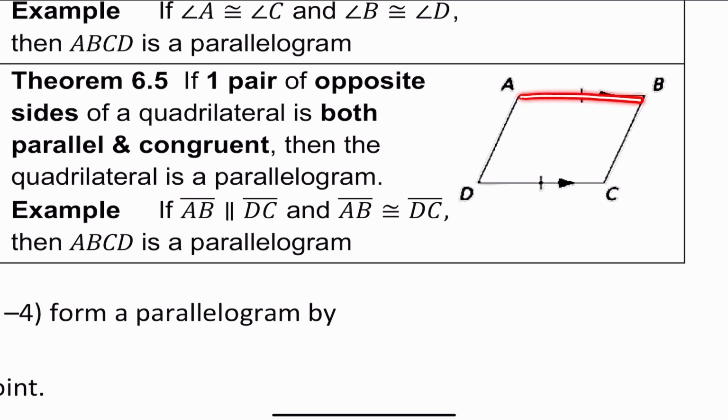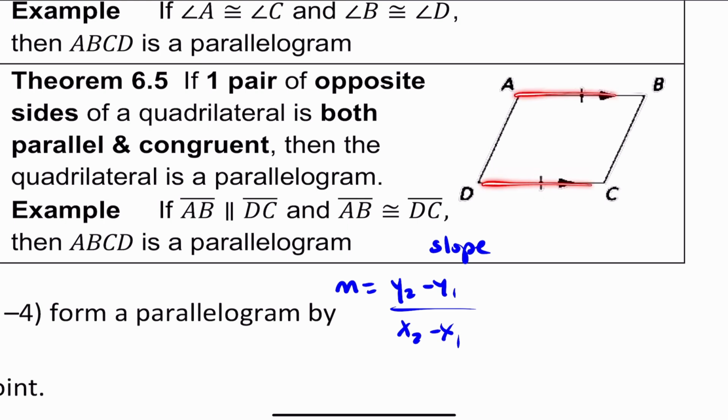And what you're going to have to do if you're dealing with something like that is, first of all, make sure that lines are parallel if they have the same slope. We have to use the slope formula, which is m equals y2 minus y1 over x2 minus x1. That's how I figure out whether or not these two sides are parallel. And we have to figure out whether or not these two segments are congruent, and we use the distance formula for that one. Distance formula.